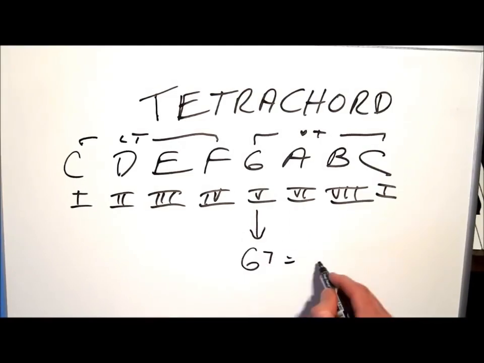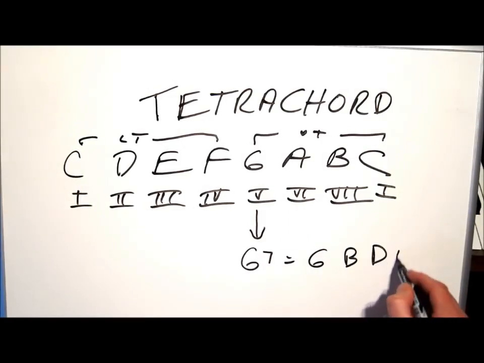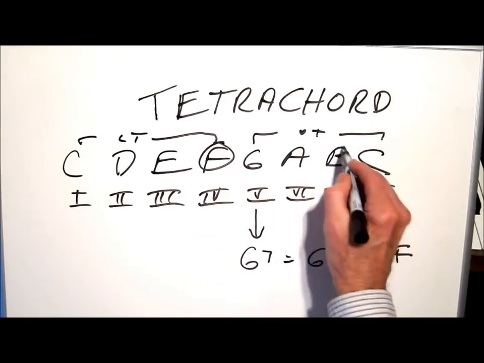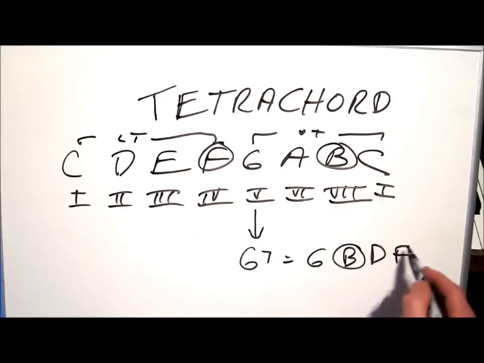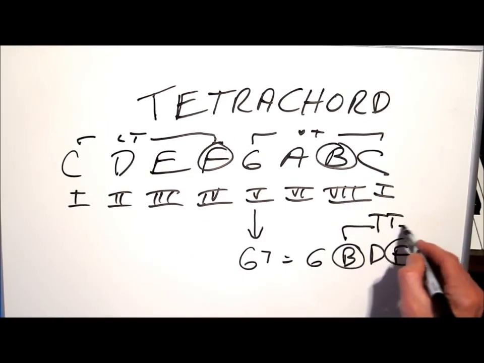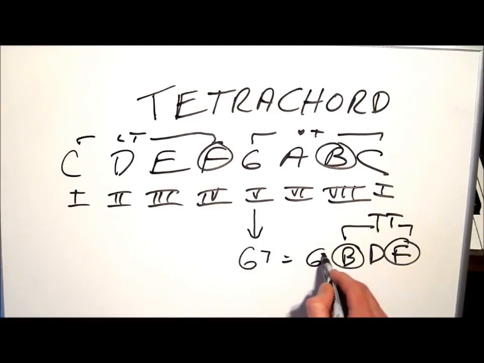That equals, well, the notes in it are G, B, D, F natural. So you see, remember I said we had a tritone between F and B here? Now you have the B and the F in reverse order, but you have them in this. So you have the tritone here in the G7 chord. And that's an interval that's very unstable.